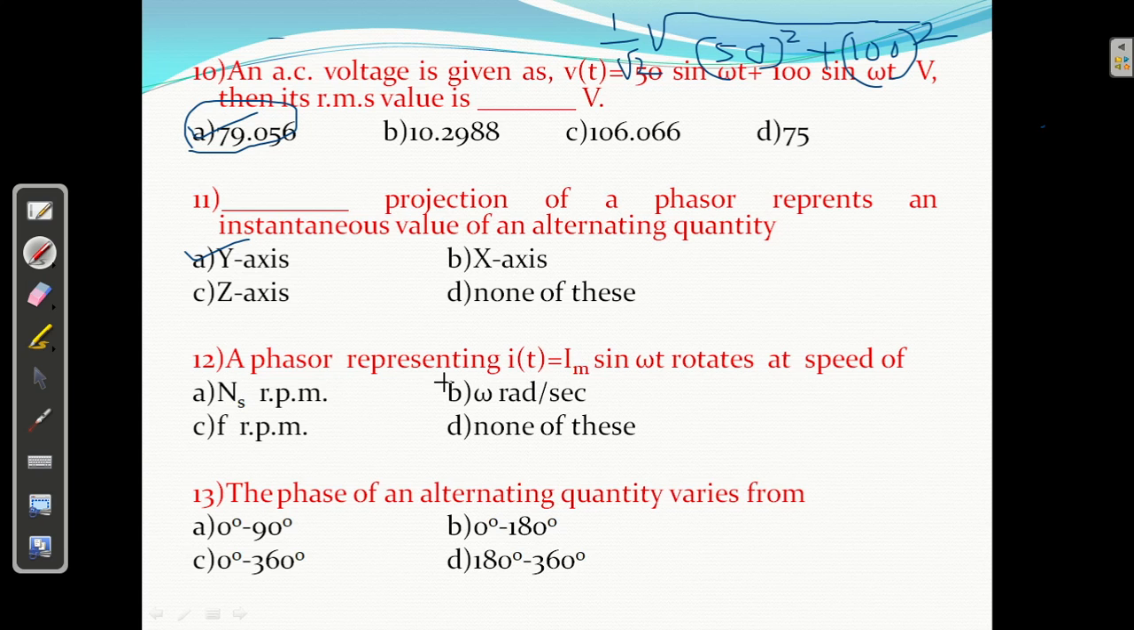Phasor representation of I equal to Im sin omega t rotates at speed of omega radian per second. Phase of an alternating quantity varies from 0 to 90 degree.